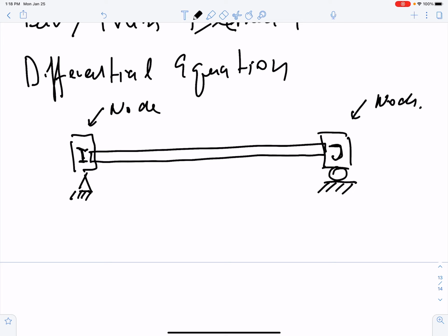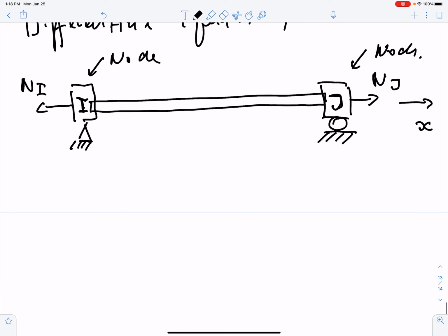Okay, so then I'm going to assume that this bar is made of some elastic material. Okay, I'm going to align it with the axis X. Okay, and corresponding to the nodes, I'm going to have outward directed forces acting on the nodes. Okay, this will be Nj, this one will be Ni. Okay, so Ni and Nj will be our nodal forces.